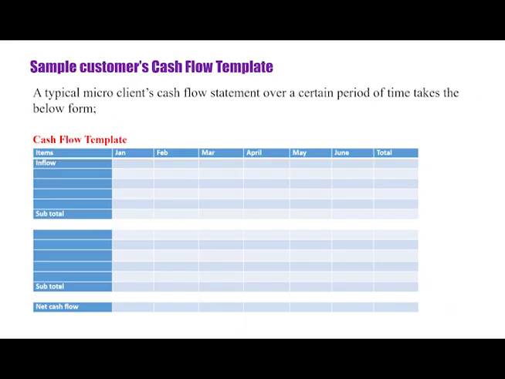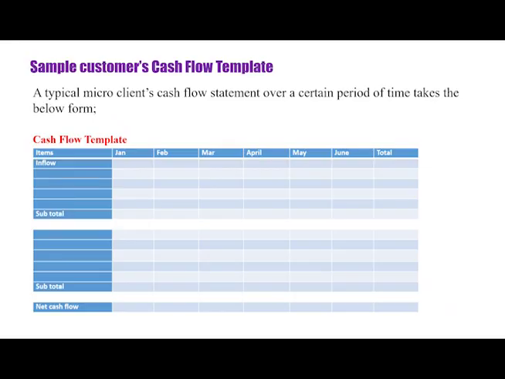Let's go back to our sample cash flow statement. A typical micro client's cash flow statement over a certain period takes the below form. This is a simple 6-month customer cash flow statement with a total column at the end. It highlights the inflow, outflow and net columns. The inflow section will be populated with all values that increase liquidity for the business. The outflow section will be populated with all values that decrease liquidity for the business. The net cash flow section will be populated with the remaining value after subtracting the outflow from the inflow. The extended table below the net cash flow, which we will be seeing in the sample exercise below, shows the balances at the beginning and the end of each preceding month.